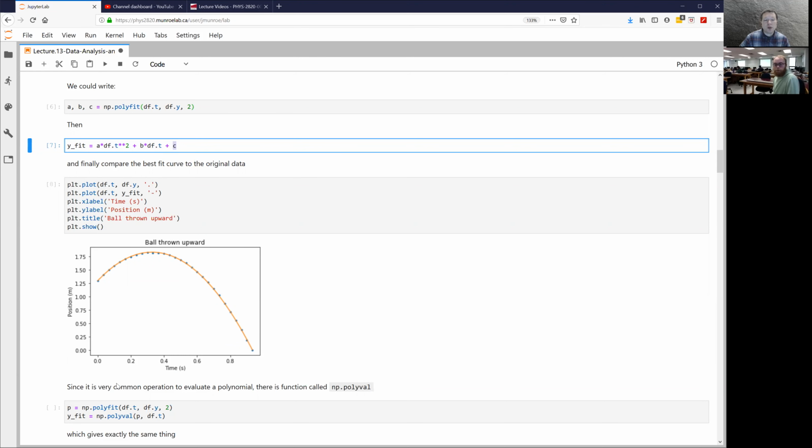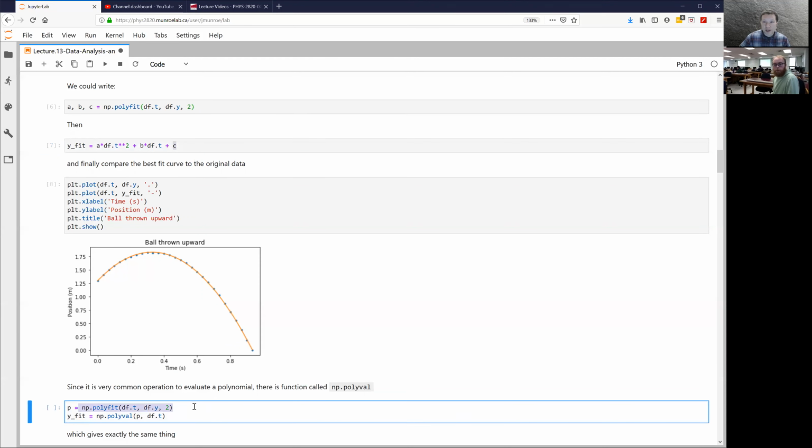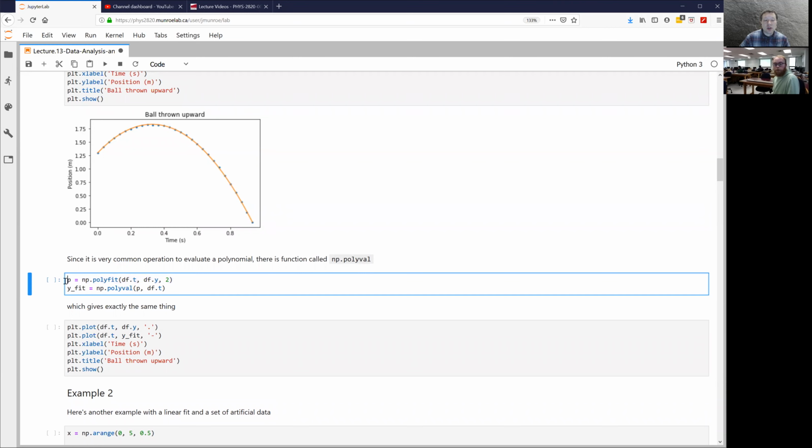So if we use polyfit, and rather than splitting everything apart into an A and a B and a C, we just leave it as some generalized P, then you can pass that P to a function called polyval to evaluate it all in one go. So this is a more common way of doing these evaluations all the way through.